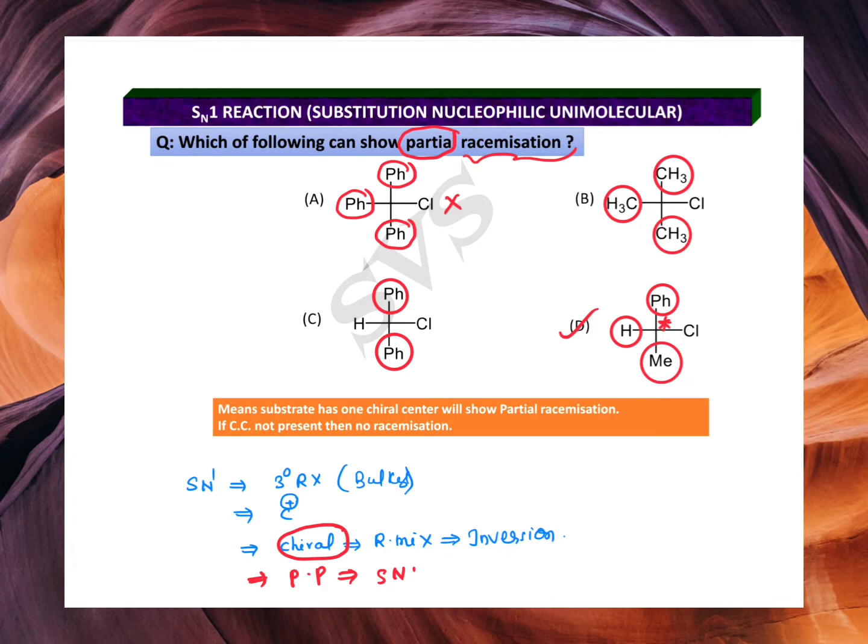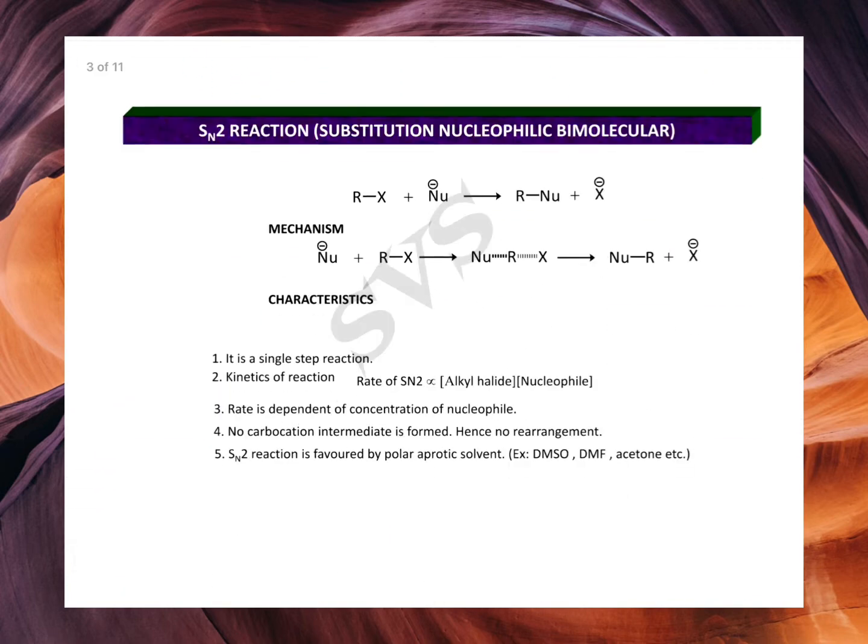A substrate that has one chiral center shows racemization. If a chiral center is not present, then there is no racemization. This is very important. Let us move to the SN2 mechanism.